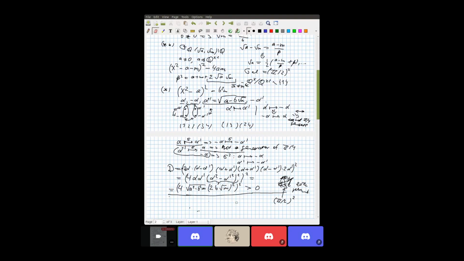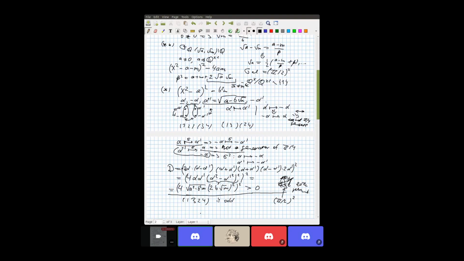So the point is that the cycle 1, 2, 3, 4 is odd. Because alpha goes to alpha prime and alpha is 1, it doesn't matter. Yeah, I understand what you want. Because they are conjugated, it doesn't matter. You can put them in arbitrary order, so they are all odd.